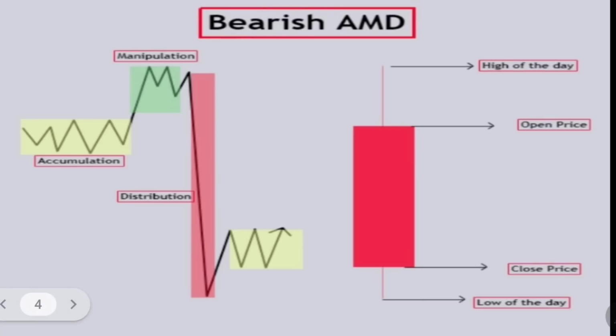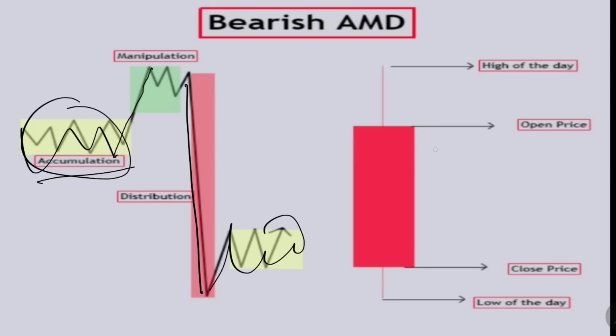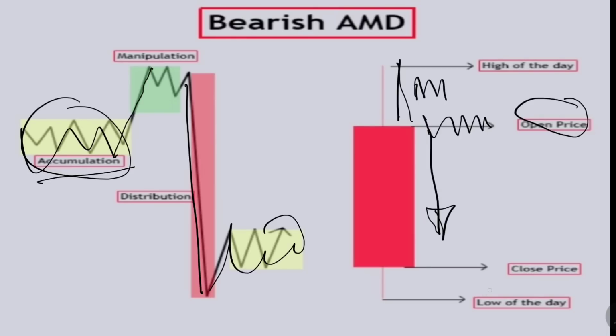For a bearish AMD, you find that the reverse is the case. The market will open with an accumulation right there, manipulates up, and now the market will distribute. And the market will now close right there. This is the market open. This is the high of the day. This is accumulation, and here is the high of the day created by this manipulative move, and now this is distribution. This is the low of the day created, and before you have the close of the day.